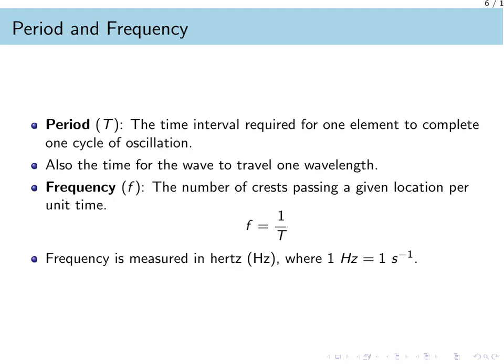Two other vital parameters are period and frequency. The period, denoted by a capital T, is the time interval required for one element of the medium to complete a full cycle of oscillation. It is also the time it takes for the wave to travel a distance of exactly one wavelength. The frequency, denoted by f, is the number of crests that pass a fixed location per unit of time. Frequency is the inverse of the period and is measured in hertz, where 1 hertz equals 1 cycle per second.